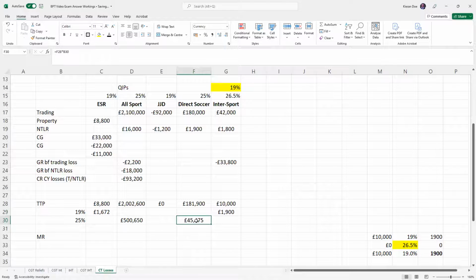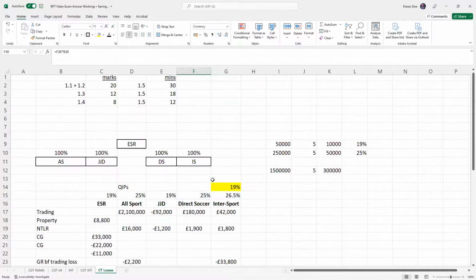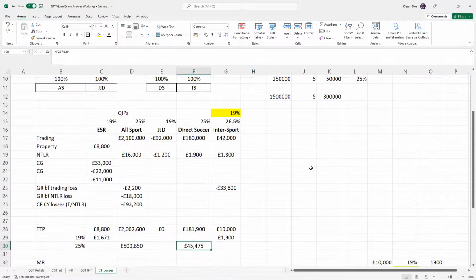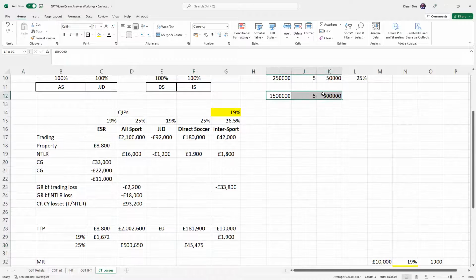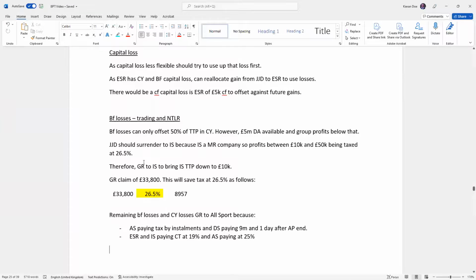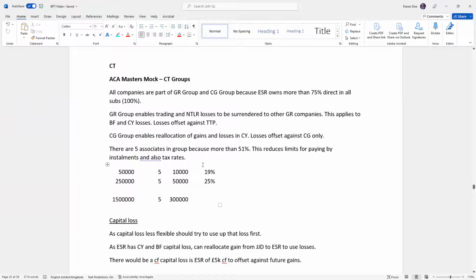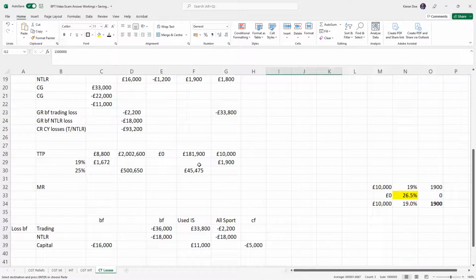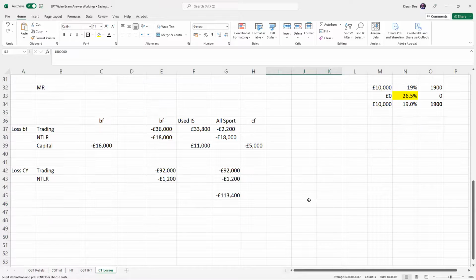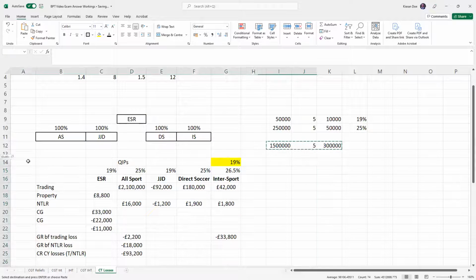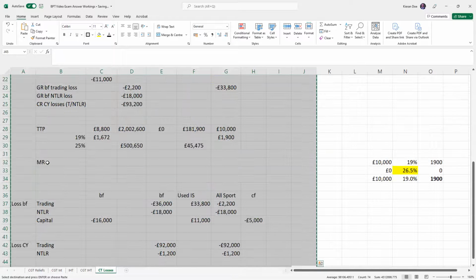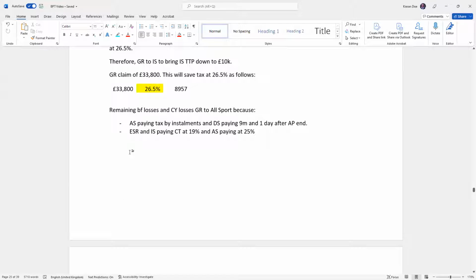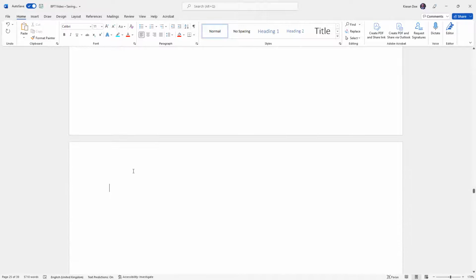Direct Soccer in the end didn't get any of the relief because obviously it was paying 9 months and a day after the year end with profits of that. So we could just mention that there as well. I think we had already mentioned it above here, so probably didn't even need to mention it again there. And therefore we've got our revised profits, our revised total taxable profits, and the tax liability, which is what the question wanted. And we've also shown how the brought forward losses are used as well.